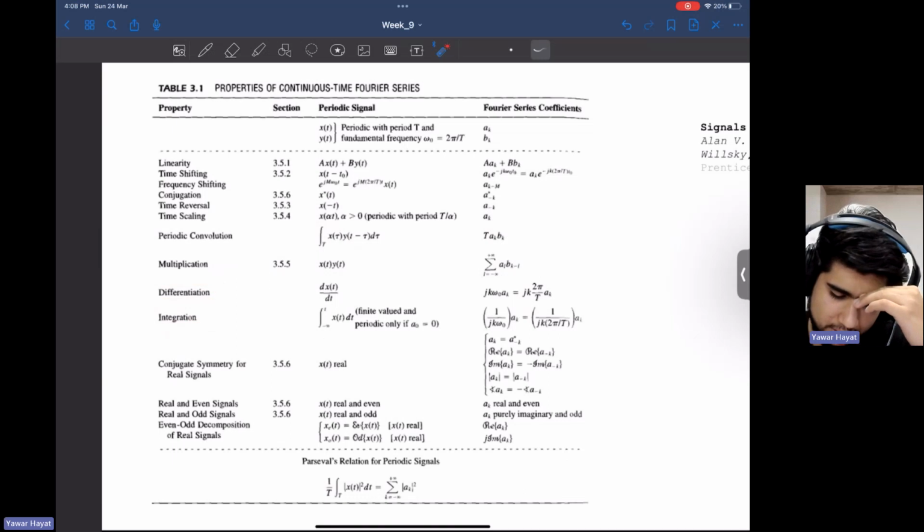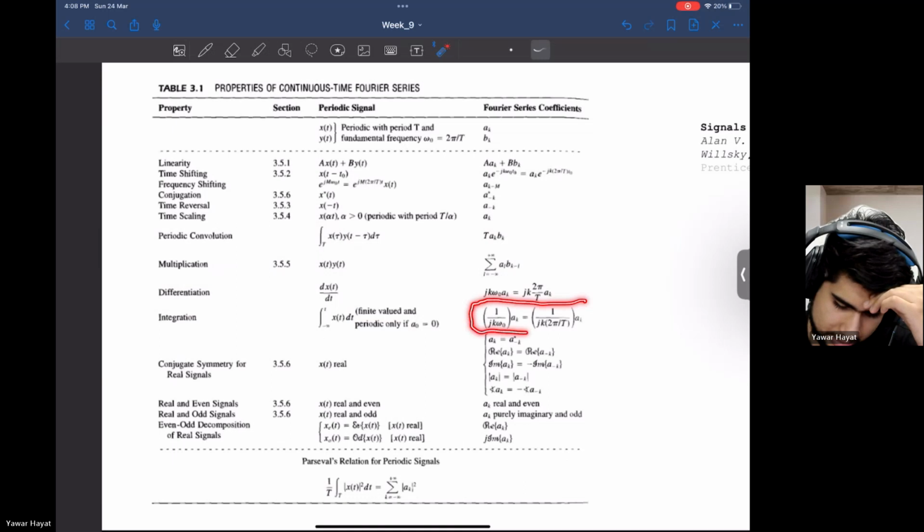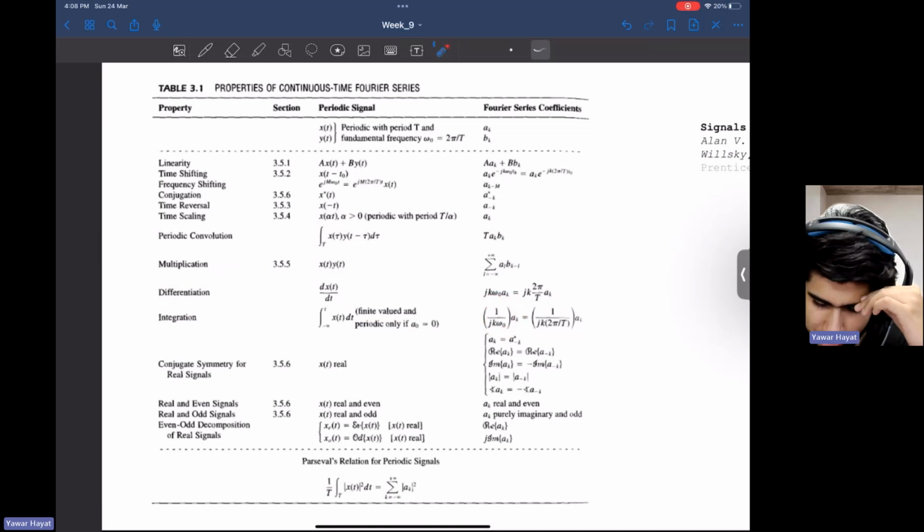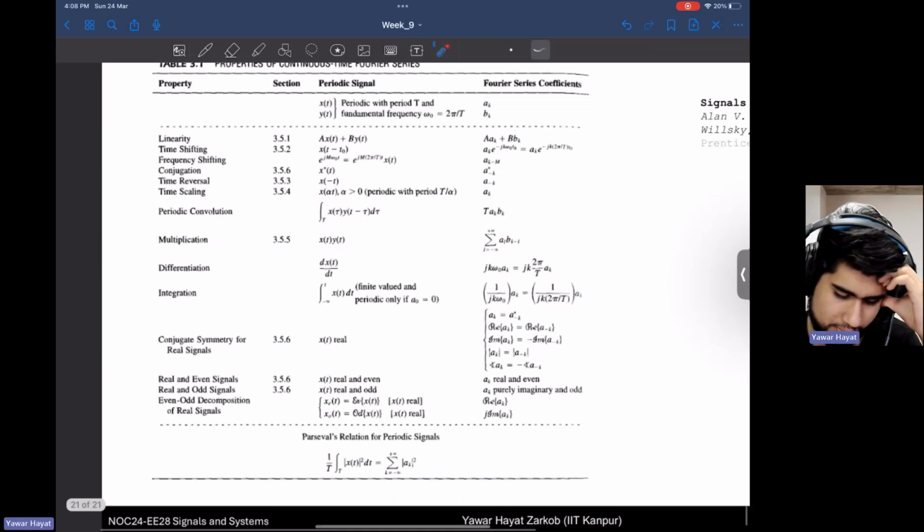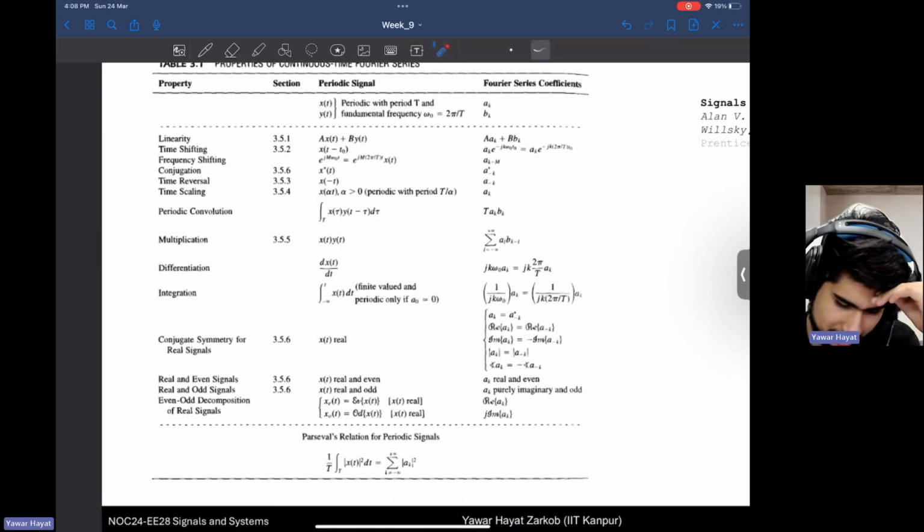Then we have integration. If the signal is integrated from minus infinity to t, assuming it's finite valued and periodic, only if a naught is 0, then you can have this expression for the Fourier series coefficients. This jk omega naught is divided here, while in differentiation this jk omega naught was getting multiplied, and it would be multiplied for subsequent higher order derivatives as well. So for objective type questions, this is handy. Have an eye on them.